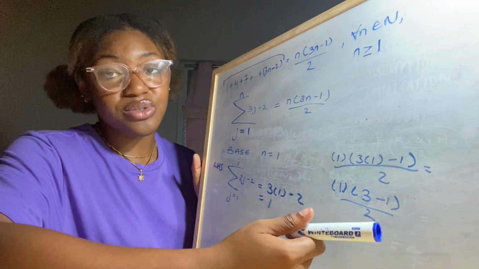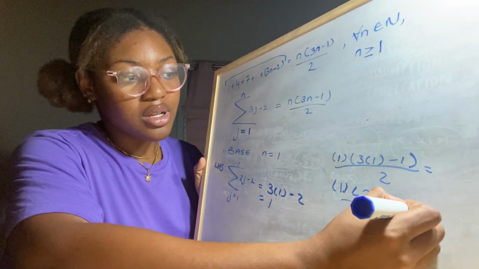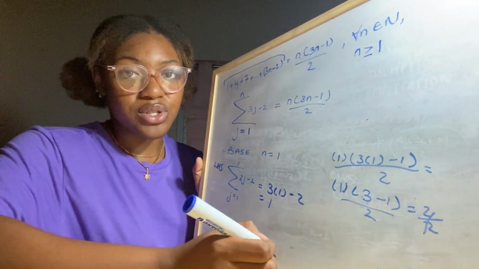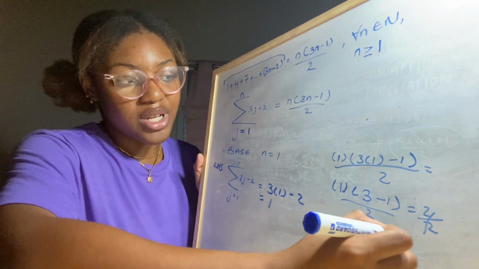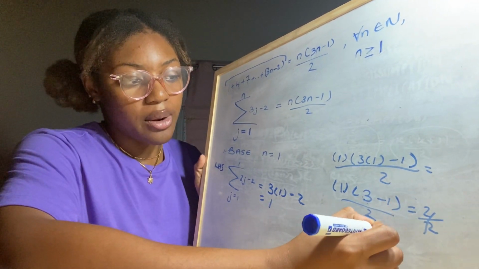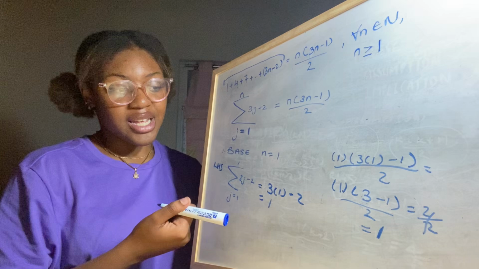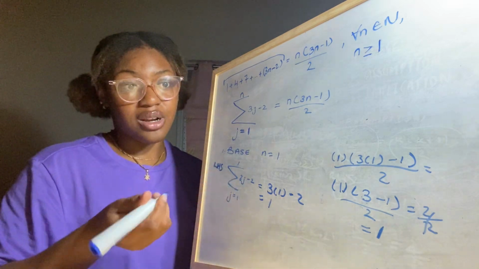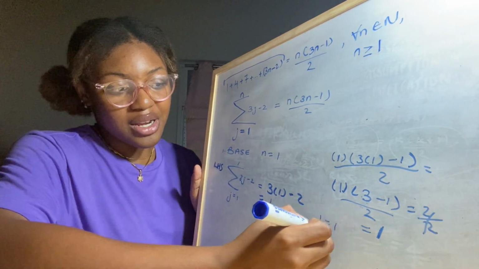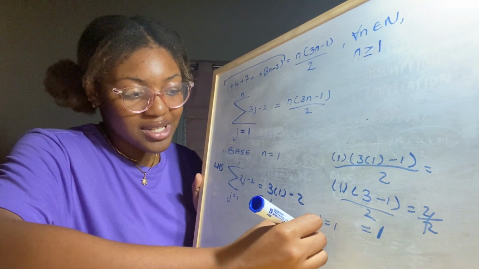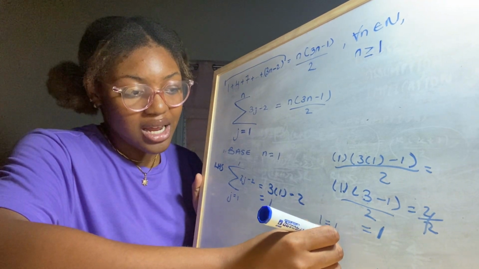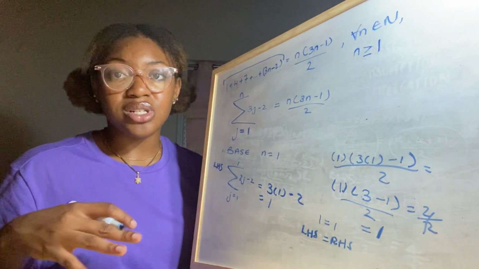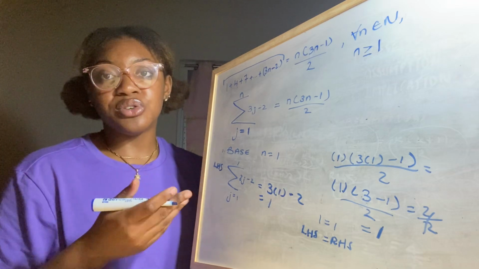Then we'll have 3 minus 1. That would give us 2. And therefore, we'll have 2 over 2. And 2 over 2 is simply 1. So we'll have our left-hand side being 1 and our right-hand side being 1. So 1 is equal to 1. Therefore, our left-hand side is equal to our right-hand side. And because the left-hand side is equal to the right-hand side, the statement is true for the base case.